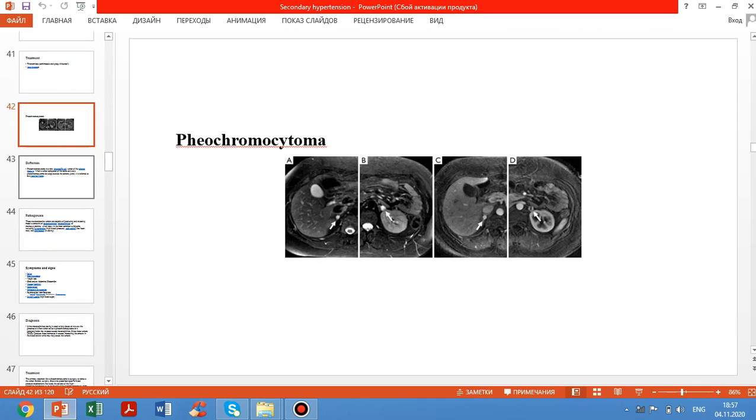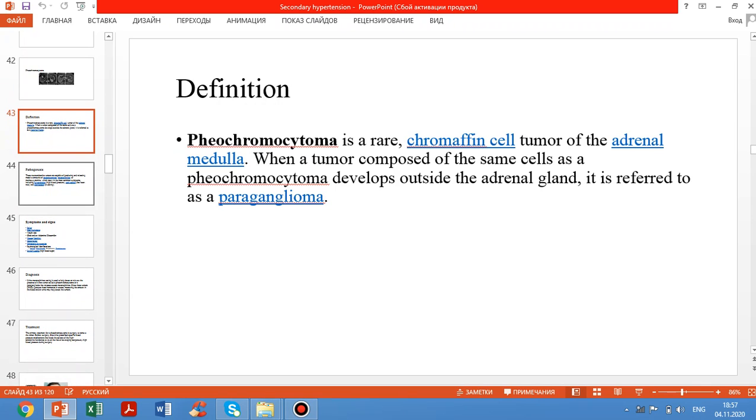Pheochromocytoma. Definition: pheochromocytoma is a rare chromaffin cell tumor of the adrenal medulla. When a tumor composed of the same cells as a pheochromocytoma develops outside the adrenal gland, it is referred to as paraganglioma.